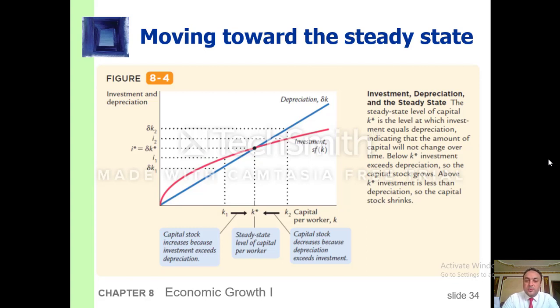So the steady state level of capital is the level at which the investment equals the depreciation, indicating that the amount of capital will not change over time. So below the K star, or the steady state level of capital, investment exceeds the depreciation, so the capital stock grows, and above the steady state level of capital, investment is less than depreciation, so the capital stock shrinks.